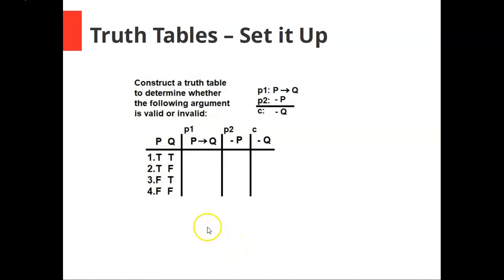Premise 1 is a conditional. It's only false when you have a true antecedent and a false consequent. So it is true, false, true, true. Not P, you just take the P column and you flip it. True, true, false, false becomes false, false, true, true. And then the Q column, true, false, becomes false, true, false, true.